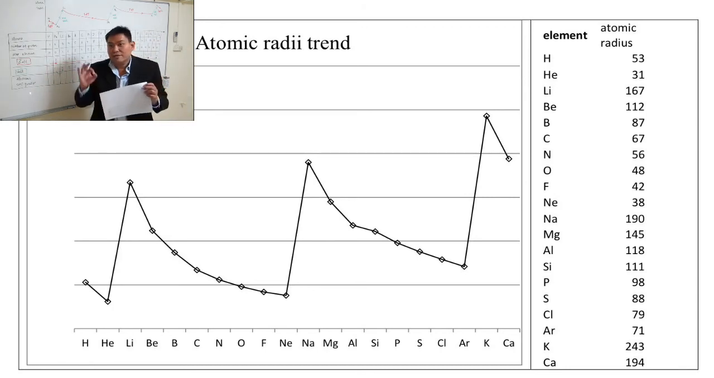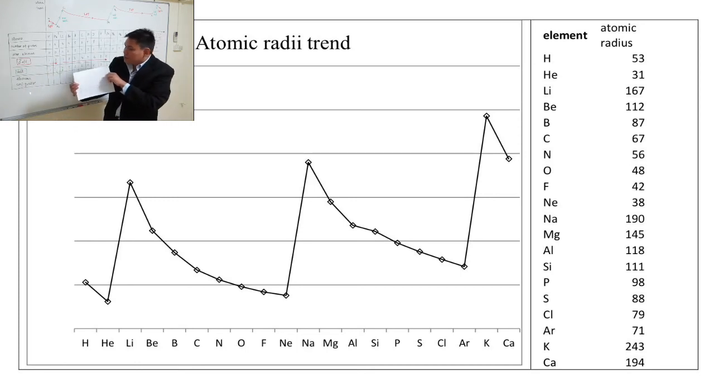We are going to draw three more graphs: ionic radius, first ionization energy and second ionization energy. Later we are going to do the same process, then we can always check the answer on the answer key. I hope this is useful for you.